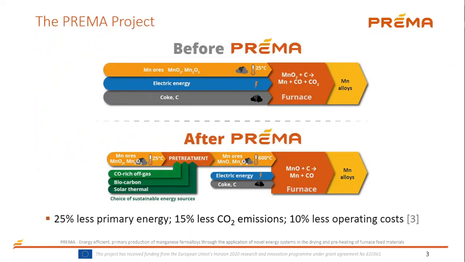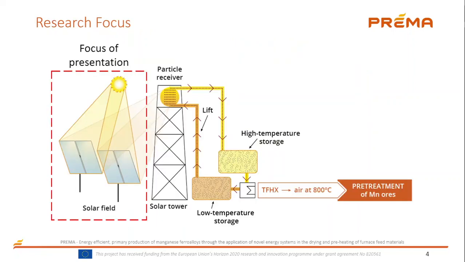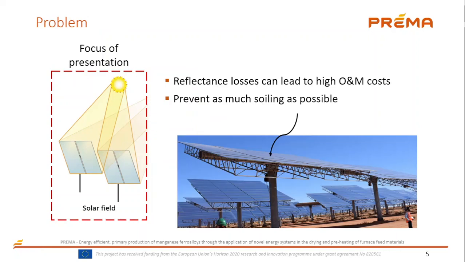The PRIMA project is proposing to split the current submerged arc furnace smelting process into two stages, to include a pre-treatment stage, which is where heat from various sustainable sources will be introduced into the process. One of these sustainable sources being investigated is a concentrating solar thermal plant, which is the focus of this talk. More specifically, its solar field.